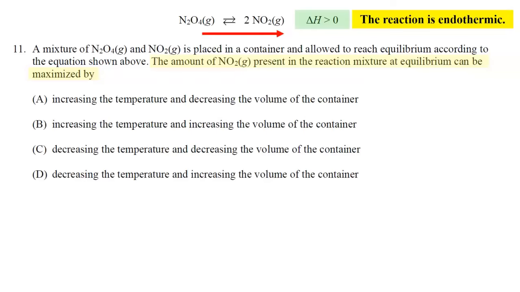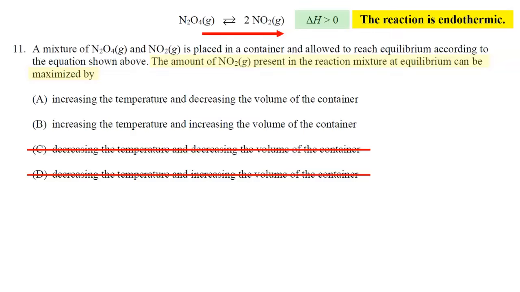That means that the correct answer to question 11 is going to be increasing the temperature. So the choice would be either A or B. I'm going to eliminate C and D because it says decreasing the temperature. Now let's take a look at the difference between the left side of the equation and the right side of the equation in terms of the number of moles of gas.